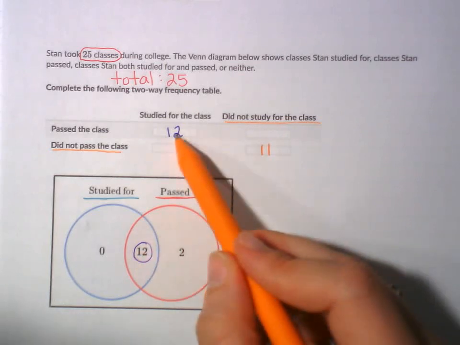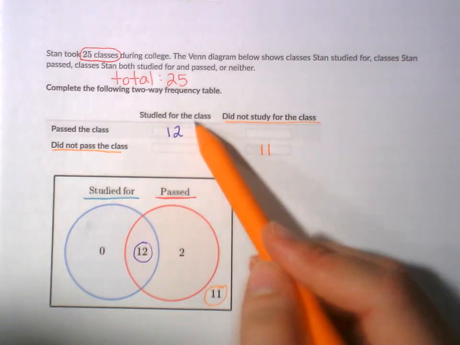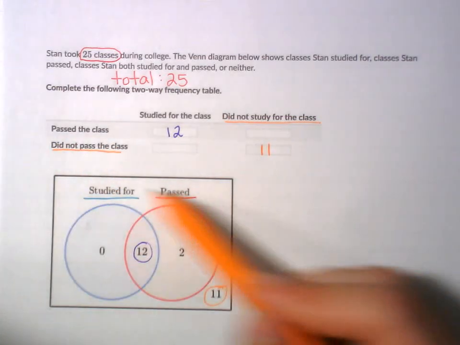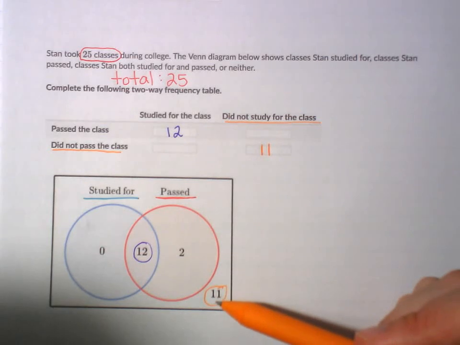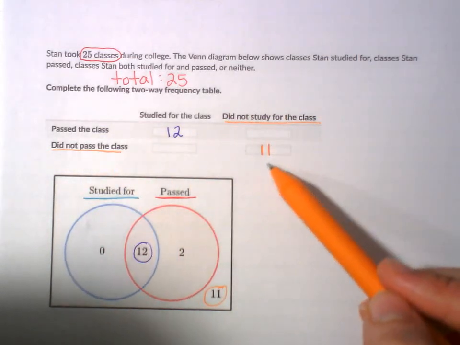So the overlap always goes for the yes for both variables. Yes studied, yes passed. Because those are the 2 titles that we're having in our Venn diagram. The outside is did neither. Did not study, did not pass.